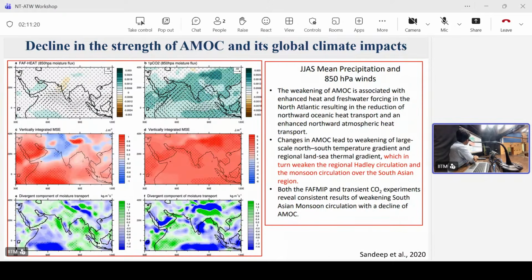So we have concluded that both the fast heat and transient CO2 experiments reveal consistent results of a weakening South Asian monsoon circulation with the decline of the AMOC. But by virtue of the enhanced moisture availability, you see an enhanced precipitation over the Indian region in the 1% CO2 experiment.